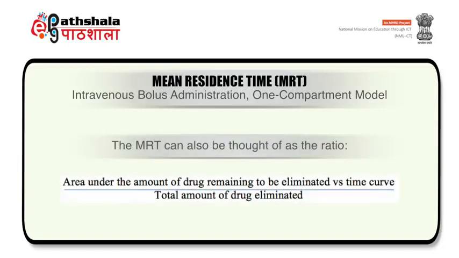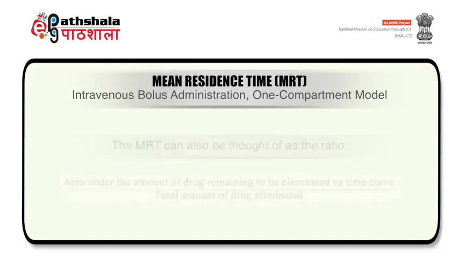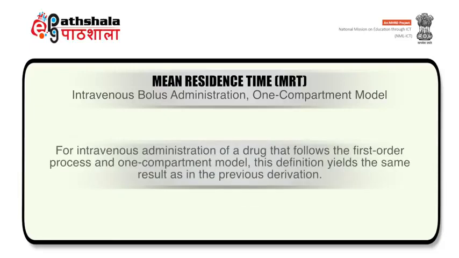The MRT can also be thought of as the ratio of the area under the amount of drug remaining to be eliminated versus time curve divided by the total amount of drug eliminated. For intravenous administration of a drug that follows a first order process and one compartment model, this definition yields the same result as in the previous equation.